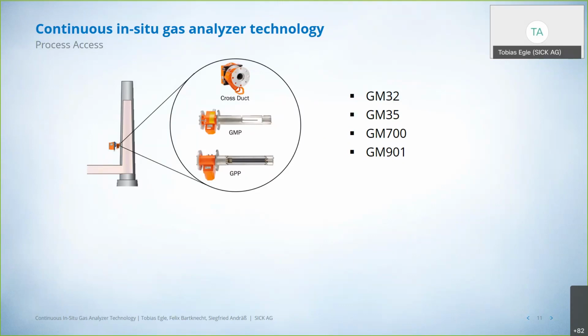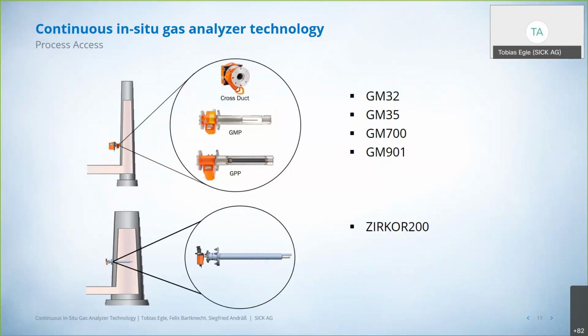Or if you have high dust load, which we see later, you can use a so-called GPP probe. You can go up to 100 grams per cubic meter dust with that probe. Still good response time and low maintenance, but compared to cross-duct and GMP, it's more maintenance than the others. So during the project, we can really adapt the analyzer to your local needs in your plant.